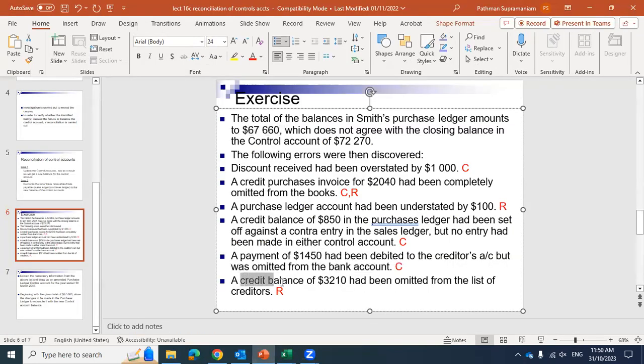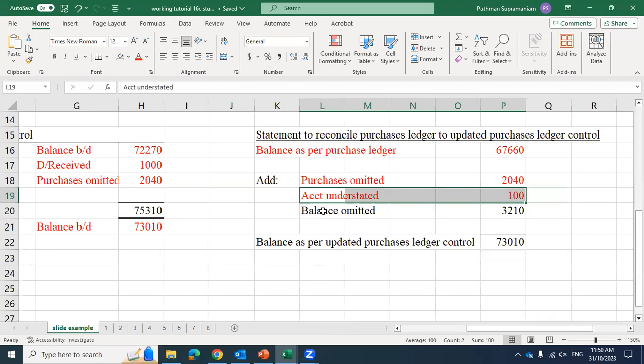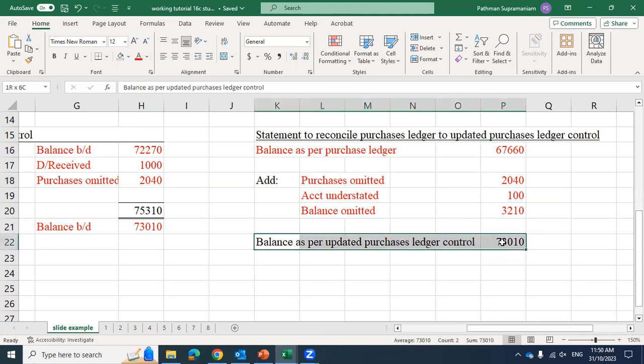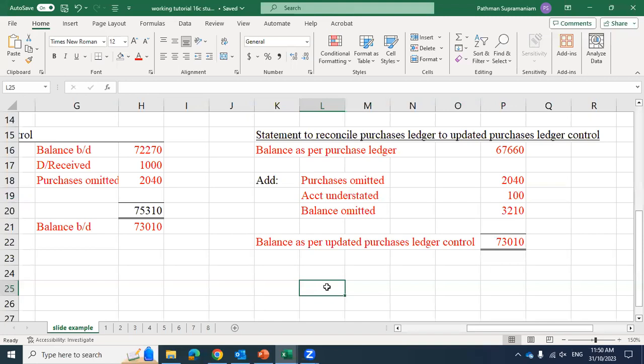And finally, a credit balance of 3,210 had been omitted in the list of creditors. So this account is understated by 3,210. So therefore, I have to add. Okay, once this is done, when you add these to $67,660, you see we should get back this figure which we obtained here. So this is how you reconcile your purchase ledger to the purchase ledger control. Okay, that's all for this lecture.